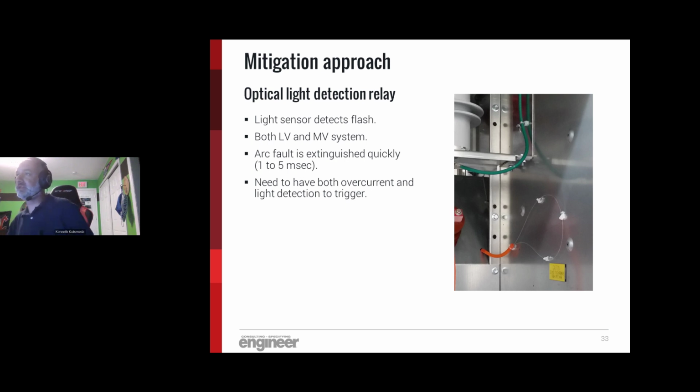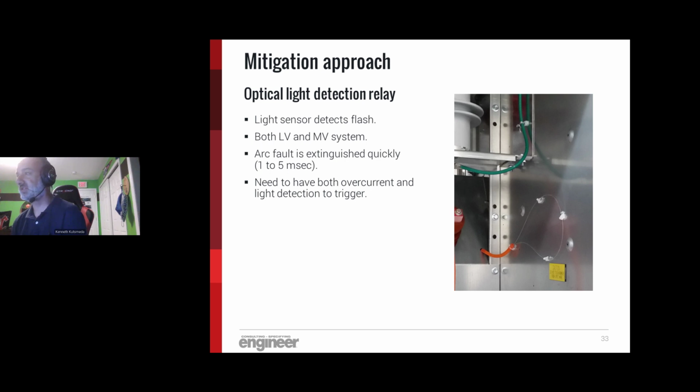The next approach is the optical light detection relay. This relay uses light sensors to detect the fault, or the flash of light associated with the fault. It then works in combination with a relay that detects the high rise of current. So when you have both of these conditions, the fault flash and a high rise of current, the relay will clear the fault by operating the upstream breaker immediately without any delay.